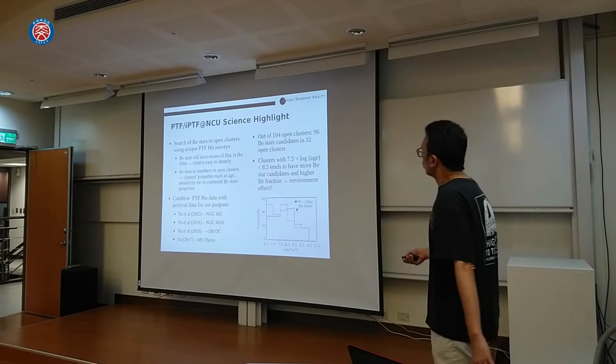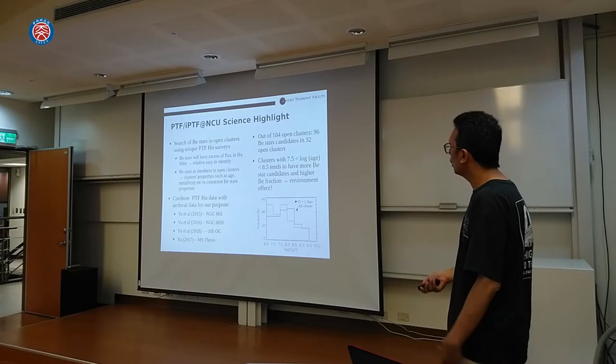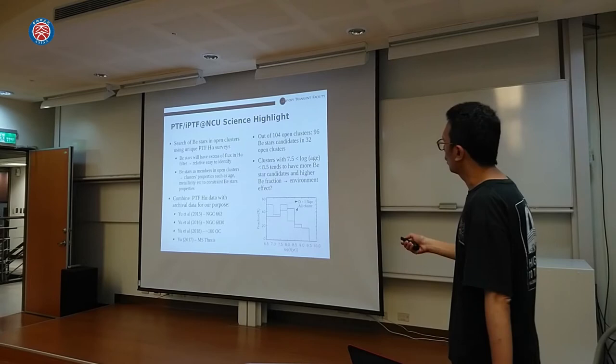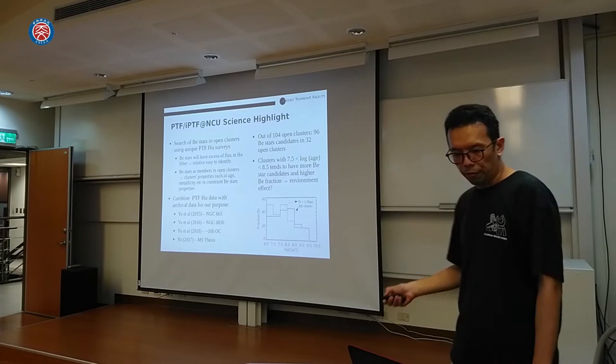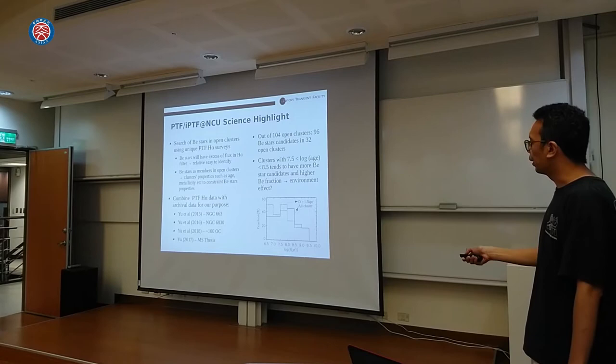They are emission line stars, so they have an excess in H alpha. You can find them very easily using PTF H alpha imaging. We focus on the Be stars in open clusters because the clusters give you age, metallicity, all these things, so we can constrain the Be star properties. Then we have three papers out, and one master thesis. And this U and that U are different.